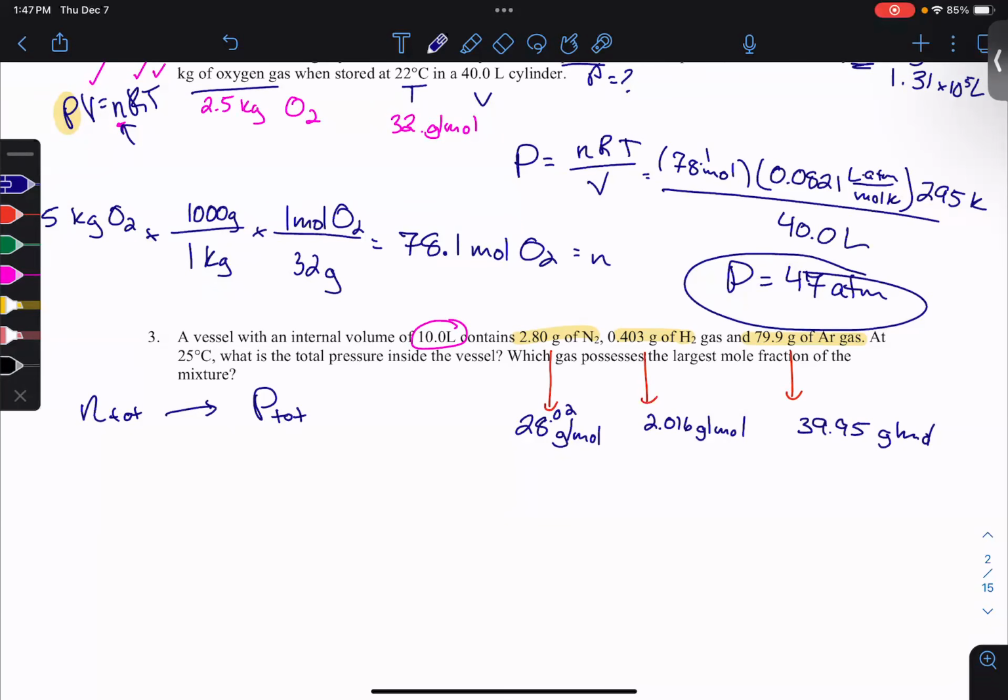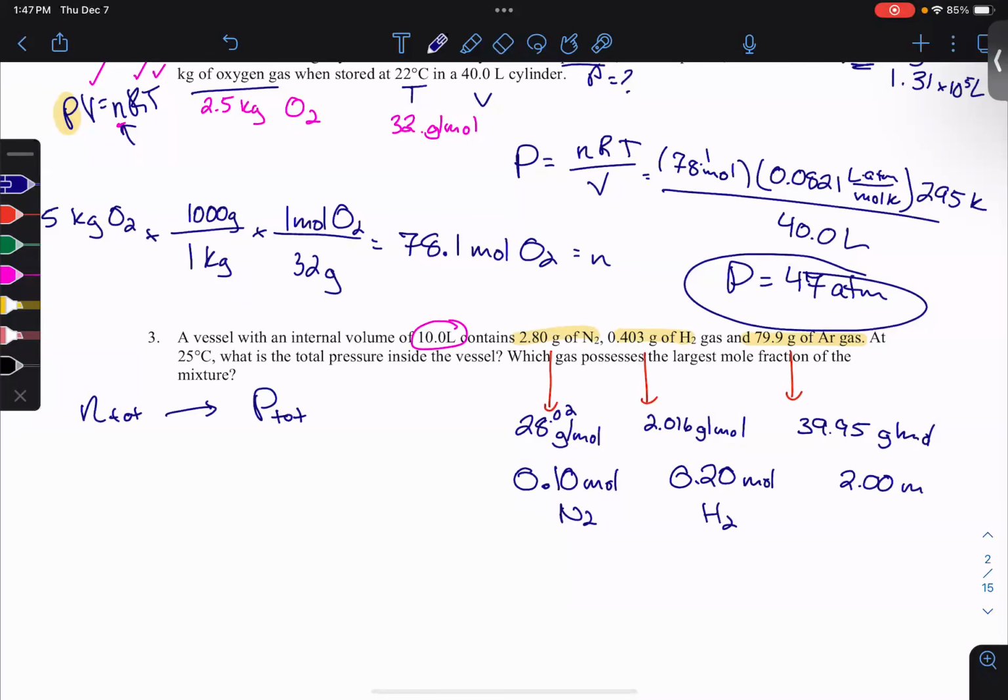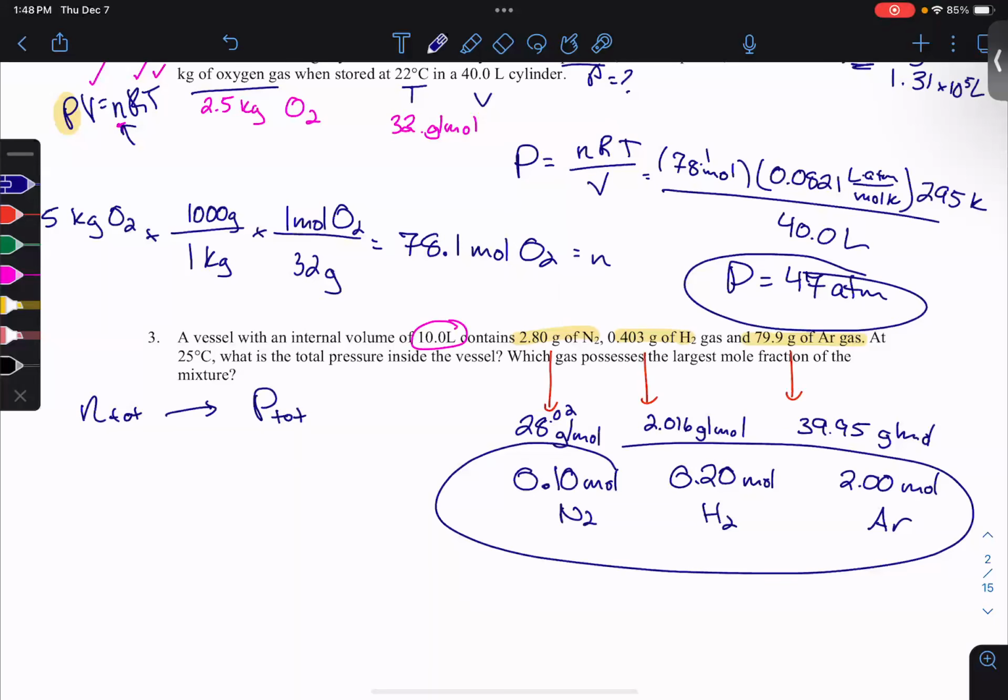So it looks like if I have 2.8 grams of nitrogen, there's actually 0.1 moles of nitrogen gas present. There is 0.2 moles of hydrogen gas present. So I'm just doing gram to mole conversions here. That's like review from chapter 3. And then finally, if I have 80 grams of argon gas, there's actually 2 moles of argon gas present. So all of these things are in my container.